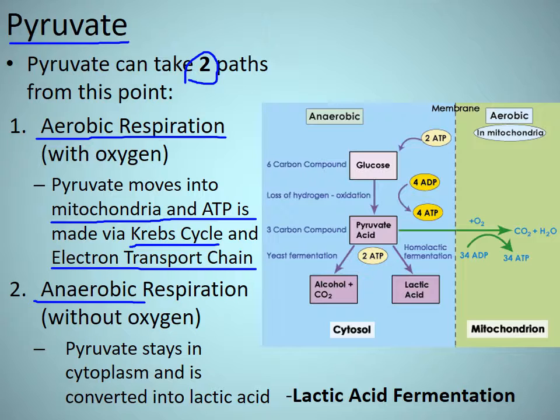If oxygen is not present in the cell, pyruvate will actually stay out in the cytoplasm and follow an anaerobic pathway, and essentially this is lactic acid fermentation. We will discuss both of these processes. Right now, what we will be discussing is when oxygen is present, pyruvate moves into the mitochondrial matrix, and we will discuss all of the other stages that occur as a result of aerobic respiration.